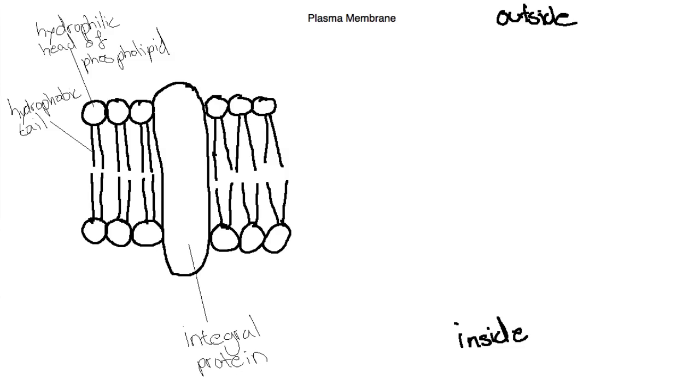We also have cholesterol within this plasma membrane. And the cholesterol is really found a bit all over the place. It's really between these phospholipid molecules. So you just draw a few of them here and there. It doesn't really matter how you draw them. As long as you represent them and label them, you'll be absolutely fine. So there we go. That's our cholesterol.